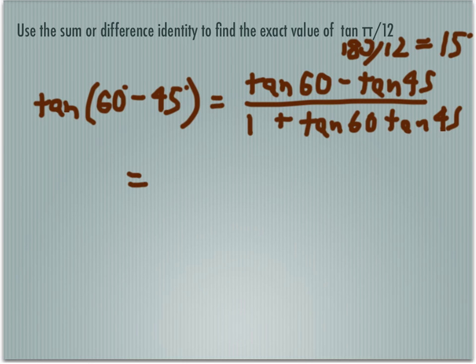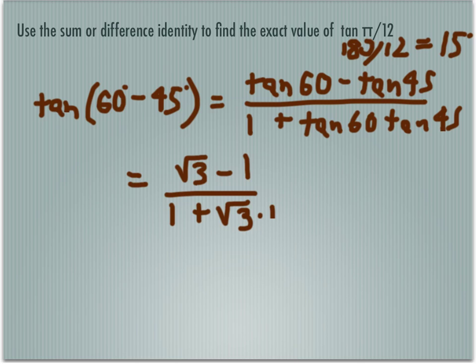Now let's try to simplify this a bit. If you look on your circle chart, you should know these various tangent values here. So the tangent of 60 degrees is the square root of 3, I believe. Tangent of 45 is just 1. That's a nice number. And tangent of 60 times the tangent of 45, so basically square root of 3 times 1 right there. So I'm simplified down to the square root of 3 minus 1 over 1 plus the square root of 3.